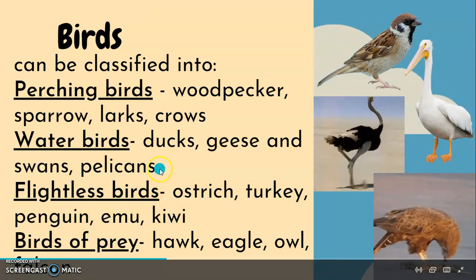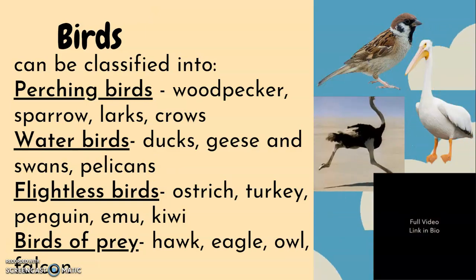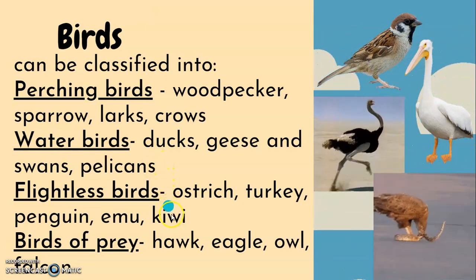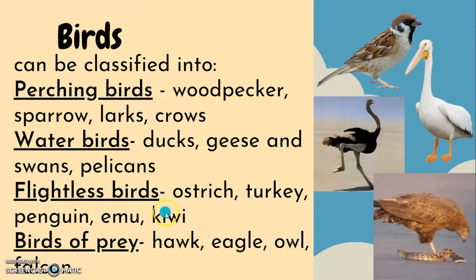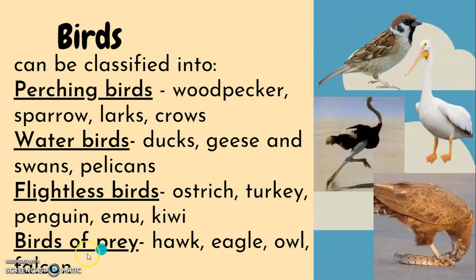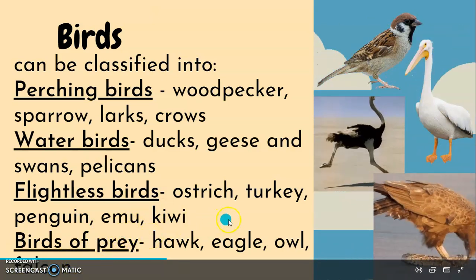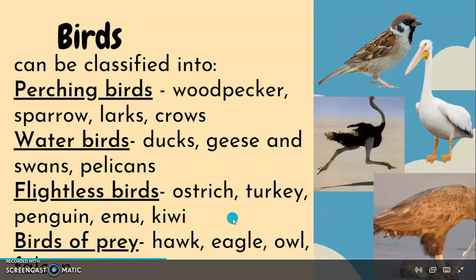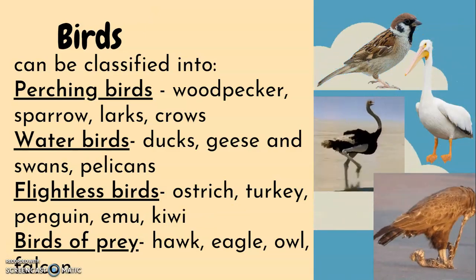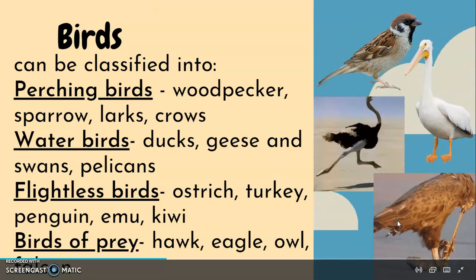Ito yung mga birds na malalaki ang katawan pero maliliit ang mga pakpak, kaya hindi sila nakalilipad or flightless. But they have very strong legs that they can use to kick their enemies and they can outrun the enemies. And the last one is the bird of prey. So, ito yung mga bird na malalaki or malalakas that they feed on a smaller and weaker animal.